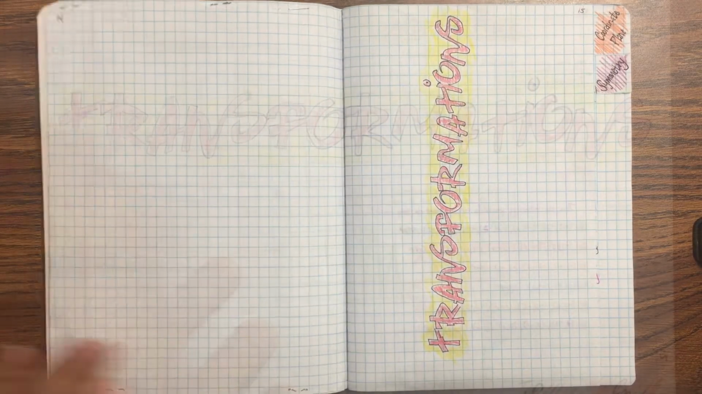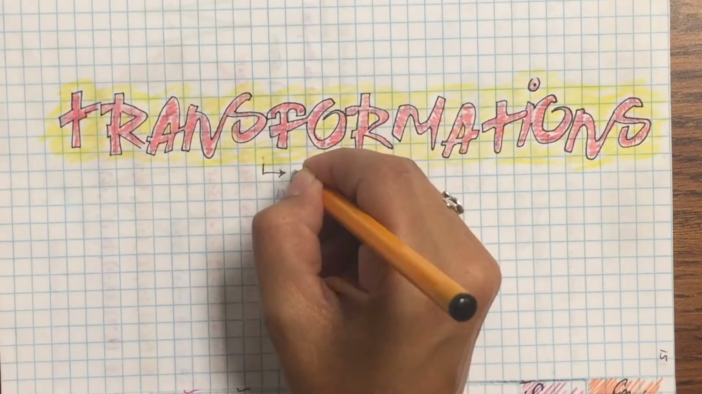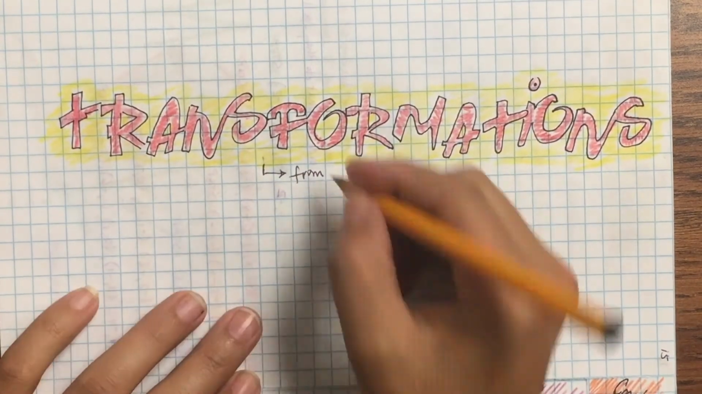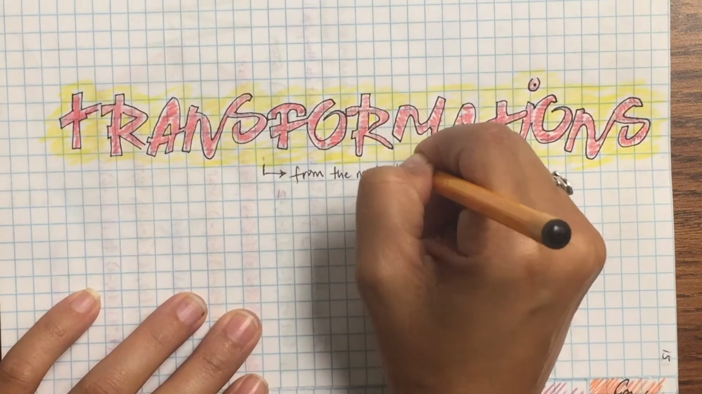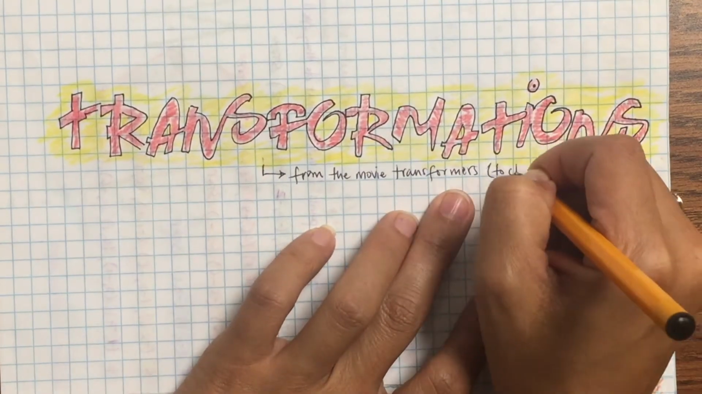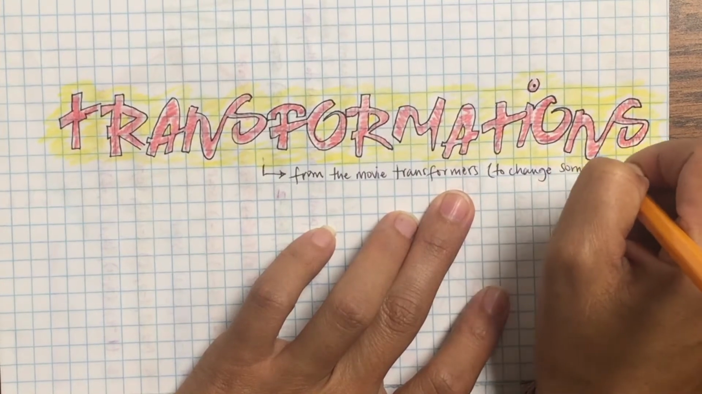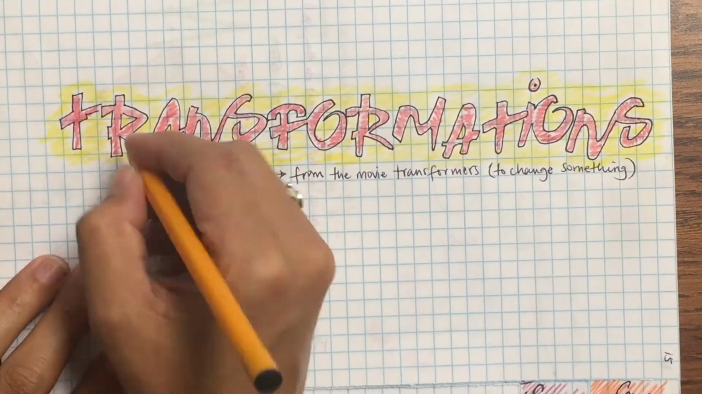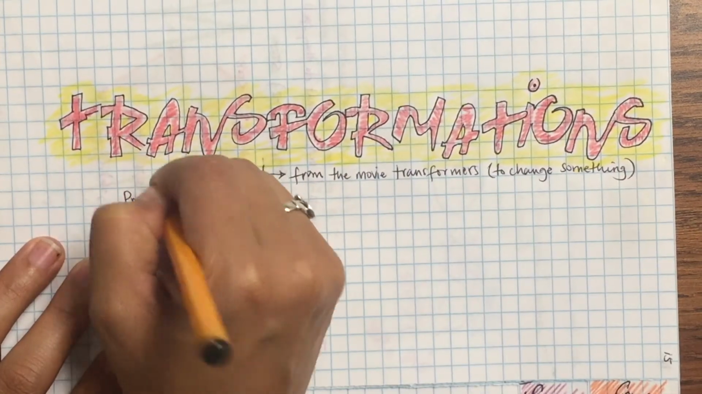Alright, we're going to take a look at transformation. So we're going to look at an overview. On that page where we wrote our title, transformation, we're going to write the following. Transformations, from the movie Transformers, all it means is to change something. The movie was changing from a car to a robot, a car to a robot. So all transformation means is to change something.